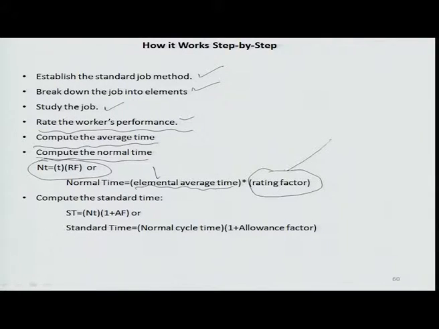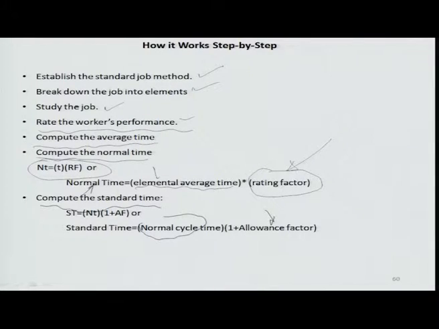So, here is where you are trying to give some heed to the worker's performance. If I rate a particular worker at 1.1, that means he is doing 110% of the actual rating that an average worker would do. So this rating factor becomes important in terms of individual performances. And then you have a standard time, which is related to the normal time, and an allowance factor.